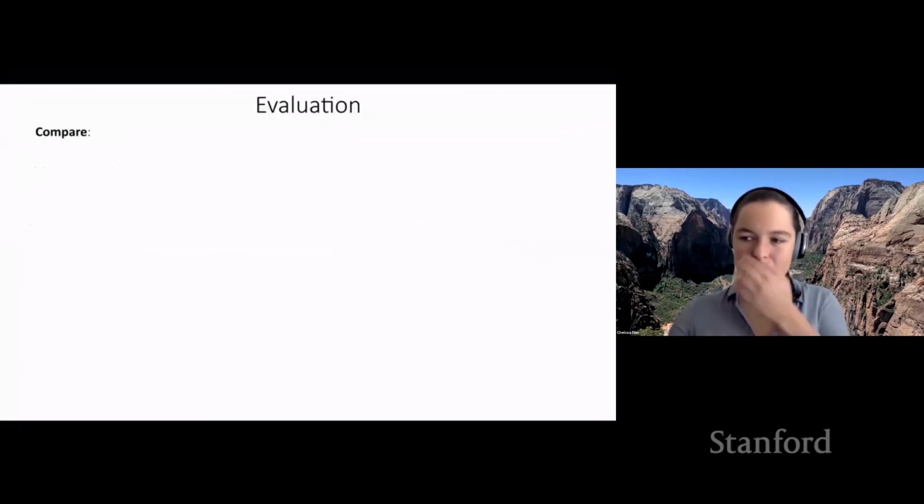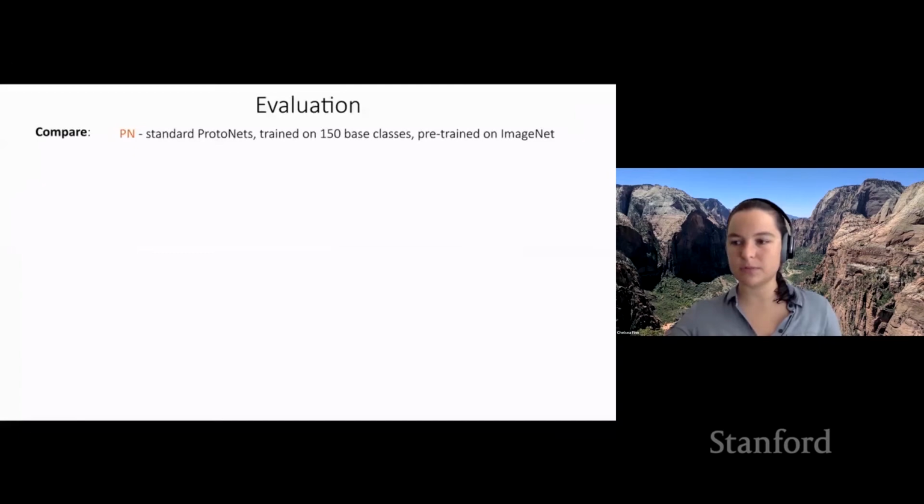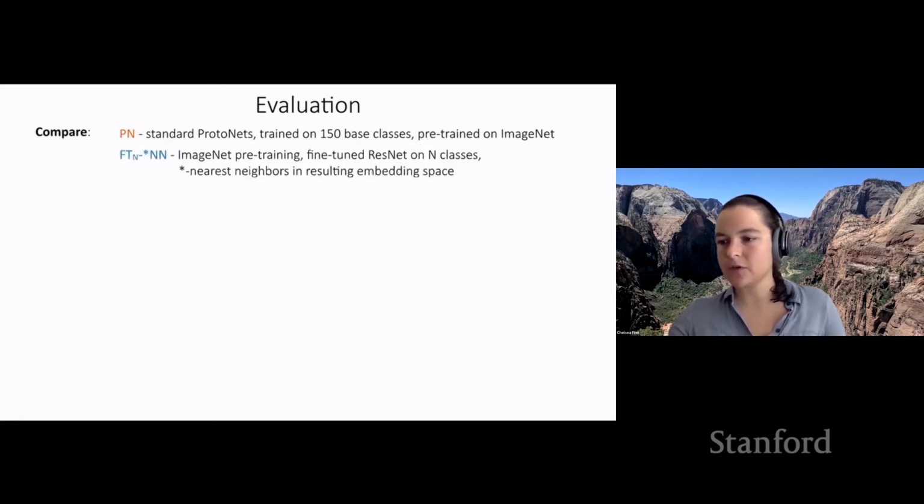Okay, and then in their evaluation, they compared to standard prototypical networks, which are trained on 150 base classes and also pre-trained on ImageNet. With their method, they also pre-trained the prototypical clustering networks on ImageNet. They also compared to a fine-tuning approach where they took an ImageNet pre-trained model and fine-tuned it on n classes, where n is either 150 or 200. And then they ran 1 nearest neighbors or 3 nearest neighbors in the resulting embedding space.